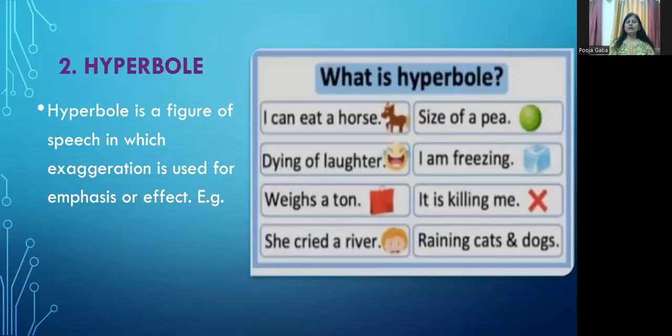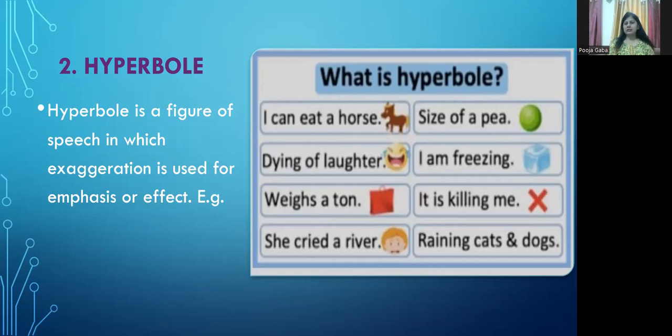The next one is hyperbole. Hyperbole generally means exaggeration of things. When we use certain words to exaggerate whatever we are saying, then we say that it is a use of hyperbole. See this example: I can eat a horse. It means that I can eat too much. My capacity for eating is too much. It doesn't literally mean that I can eat a horse. We are only exaggerating that I can eat too much.